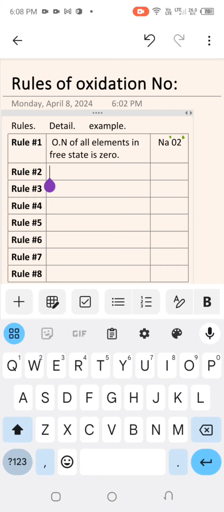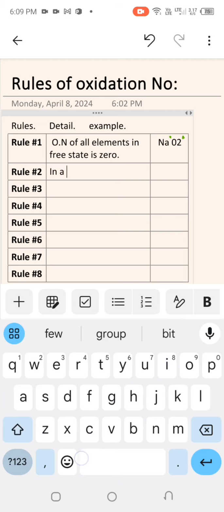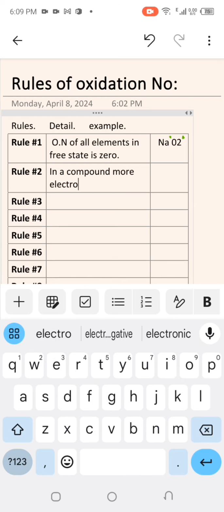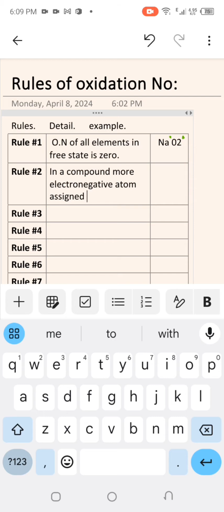So rule number 2 is: in a compound, the more electronegative atom is assigned a negative oxidation number. If we have a compound and inside it there is an atom which is more electronegative, then it will get a negative oxidation number in a compound. The more electronegative atom is assigned a negative oxidation number.